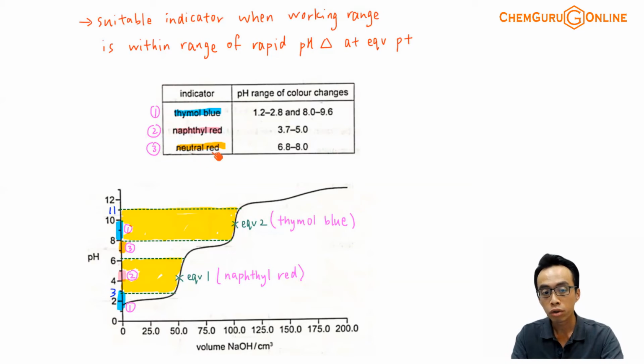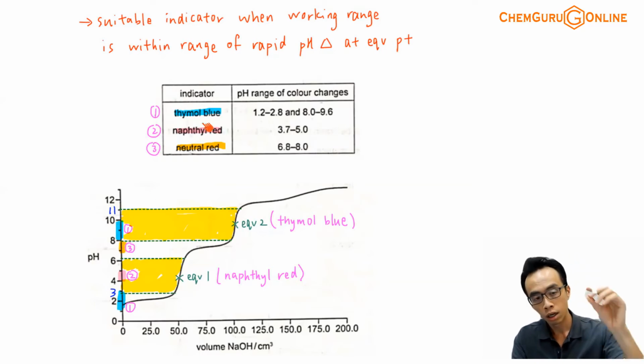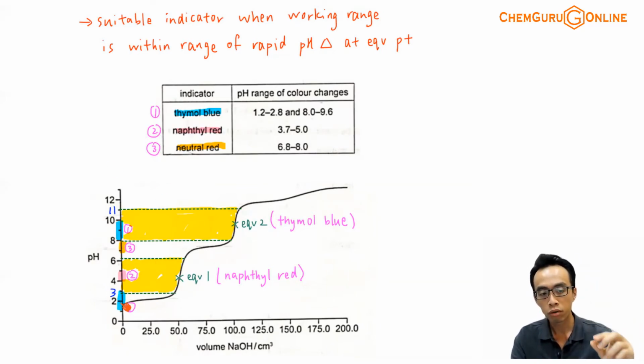So neutral red, the working range is from 6.8 to 8. So it is around here, around pH 7 to pH 8. Again, we do by color coding. The blue region will be the working range of my thymol blue. The pink region will be the working range of my naphthol red. Orange region will be the working range of my neutral red.